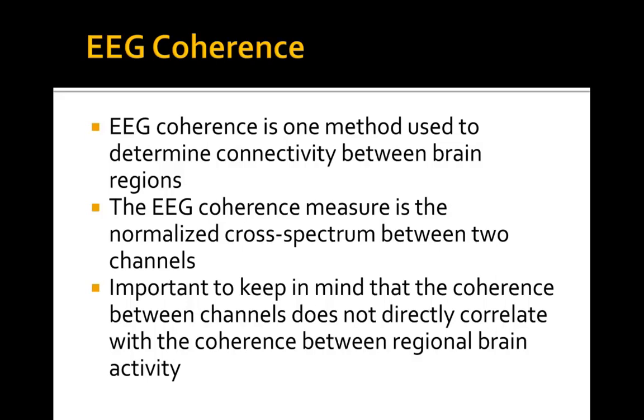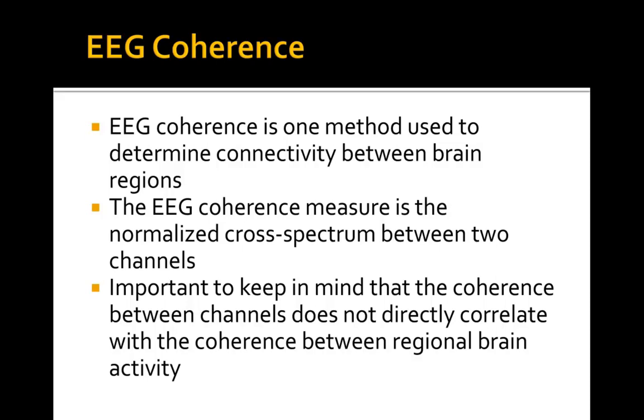Or maybe you have tons of connectivity, but if during whatever this person is doing they don't need the connectivity between those brain regions, then the coherence might be low. So it is more related to the function of connectivity as opposed to the structure. The EEG coherence measures referred to as a normalized cross spectrum between two channels.